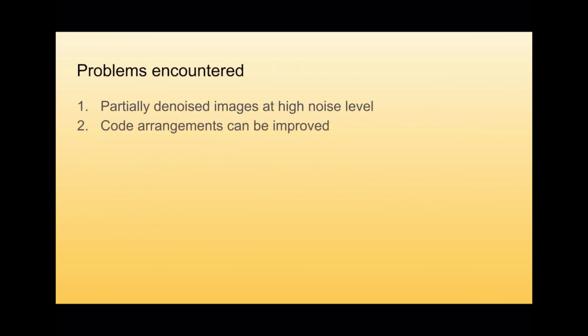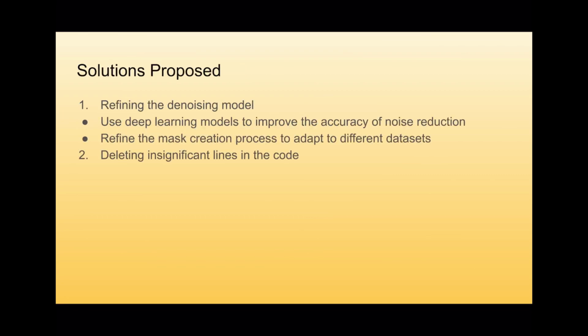The problems that we encountered include partially denoised images at high noise level, and the code arrangements can be improved because they are quite chaotic right now. The plan is to use deep learning models to improve the accuracy of noise reduction and to refine the mask creation process to adapt to different datasets. We are also planning to delete insignificant lines in the code.